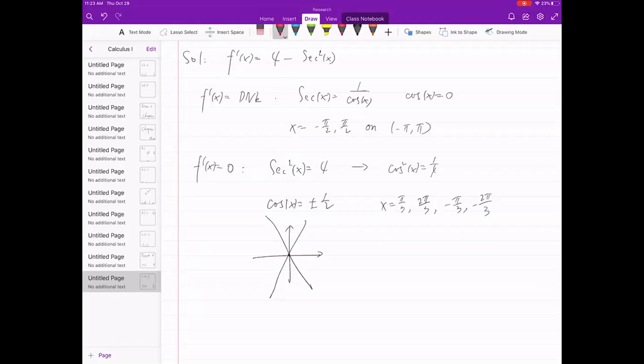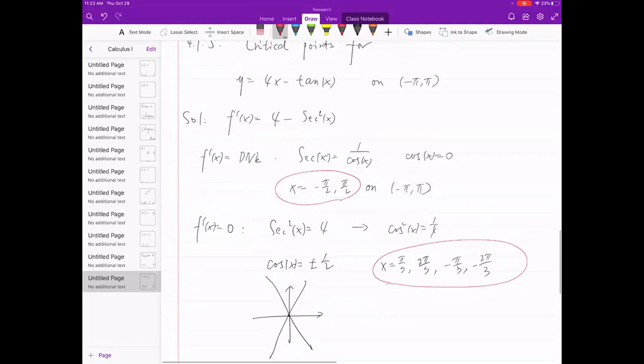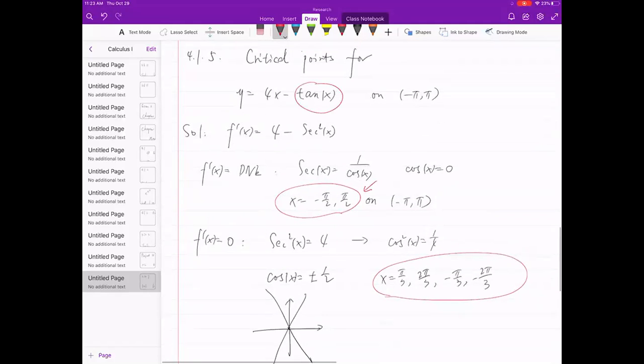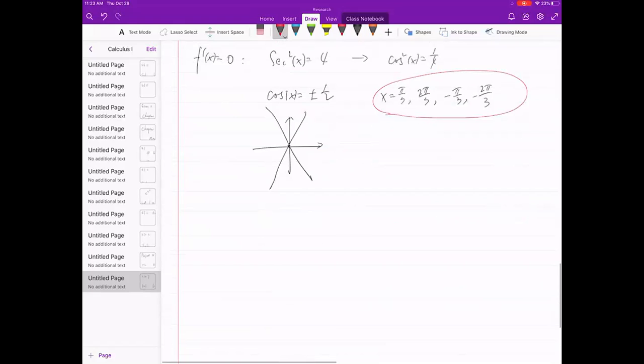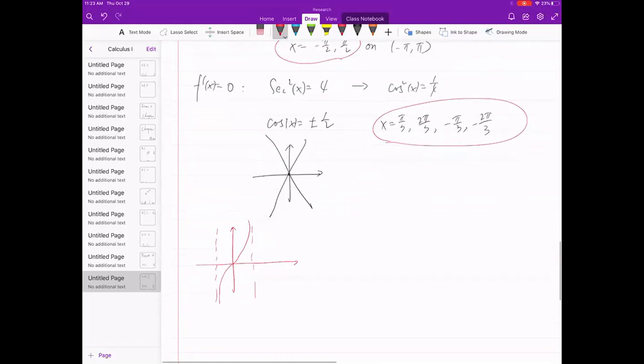Try to see if they are critical points. You have this, you have this. Do you feel uncomfortable when you see this? And tangent? No. Better be now. The reason is tangent x has a vertical asymptote at pi over 2 and negative pi over 2. Therefore, even though the derivative does not exist at pi over 2, it's not because it's a critical point. It's because you have a vertical asymptote.